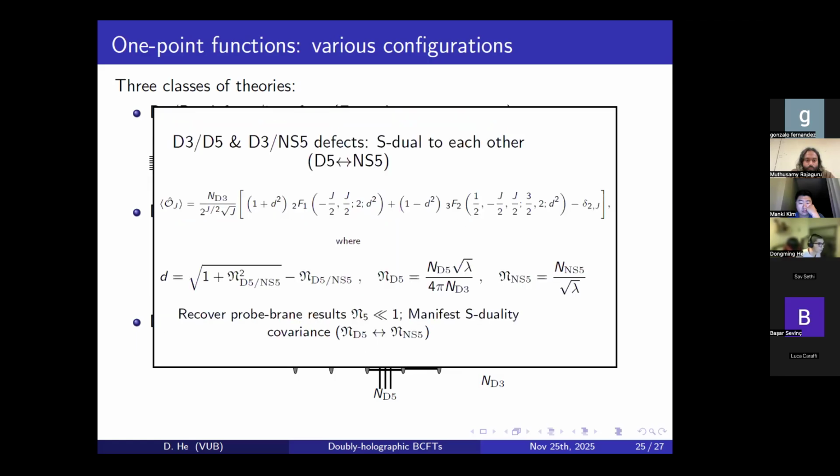And I will just quickly show a simple example for D3-D5 defects or D3-NS5 defects, which are S-dual to each other. You see, the result is the same if we exchange the NS5 branes and the D5 branes while also inverting the gauge coupling. And this is the S-duality covariance. And we can also recover the probe brane result by taking the number of fivebranes to be very small.